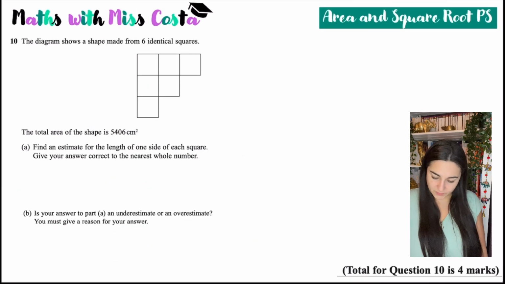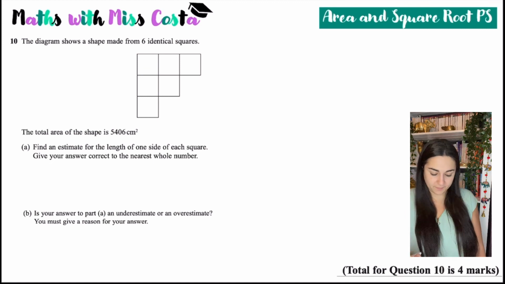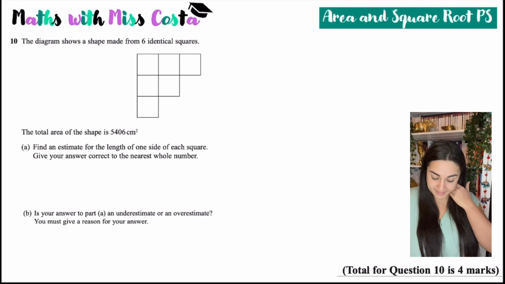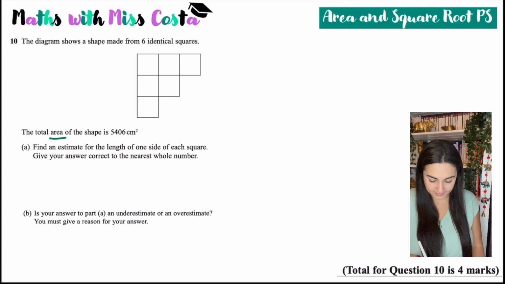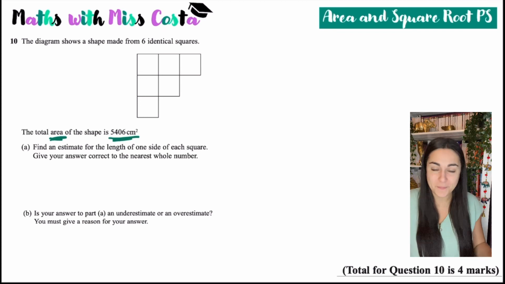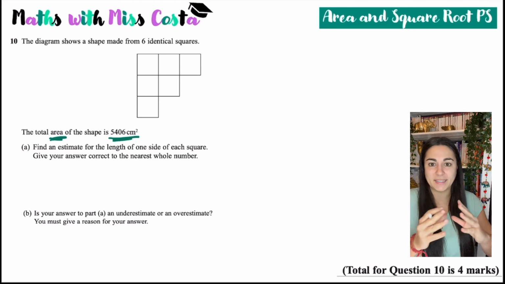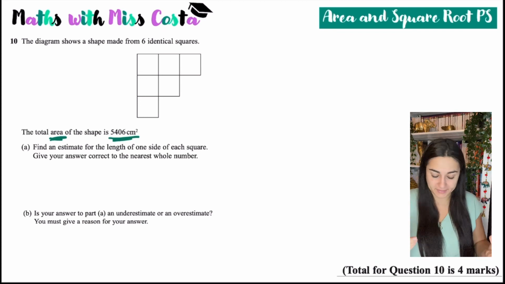Next, we've got area and square root problem solving. So it tells us that we have a diagram made from 6 identical squares, and the total area of the shape is 5,406 centimeters squared. Okay, so we need to find an estimate for the length of one side of each square. Now this is really super important. People always miss this out, and that's why they get this question wrong. Estimate, okay, that means we are working with really easy numbers.